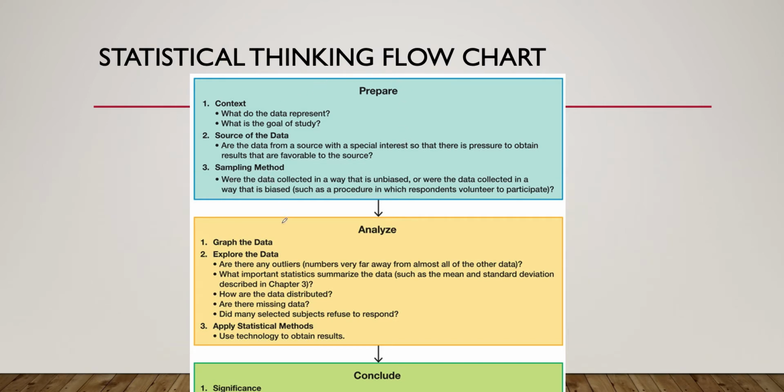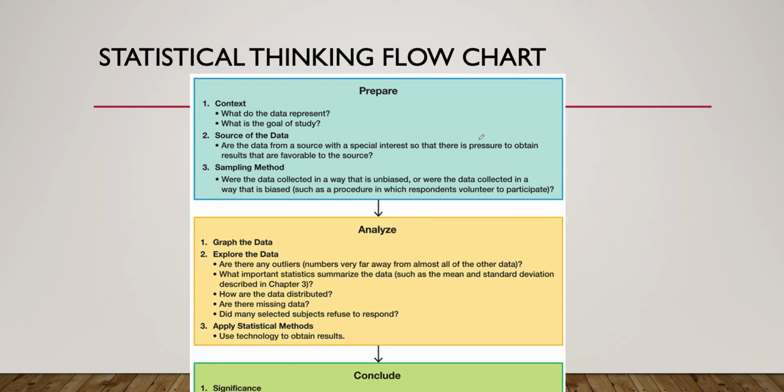The third one is the sampling method. Were the data collected in a way that's unbiased? Or were the data collected in a way that is biased? And using those various forms of bias in sampling. Next, in the analyze section, we would graph the data, and we have various tools in order to do that, and then explore the data. And the exploration of the data includes calculations such as any outliers, the important statistics to summarize the data, such as mean, standard deviation, a 5-number summary, that type of thing.